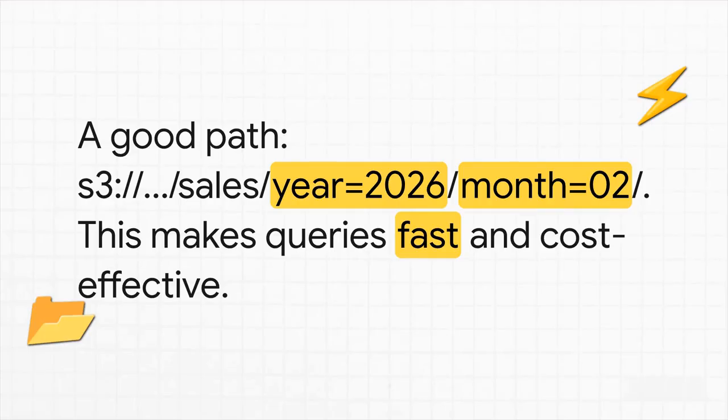And this is what that organization looks like in the real world. Check out this S3 path. Instead of one giant folder, we've broken it down logically. This path points directly to sales data, specifically for February of 2026. See those little year equals and month equals tags? That's the secret sauce. It's called partitioning, and it's a total game changer because query engines can use those tags to skip scanning tons of irrelevant data, which makes your searches incredibly fast and way, way cheaper.